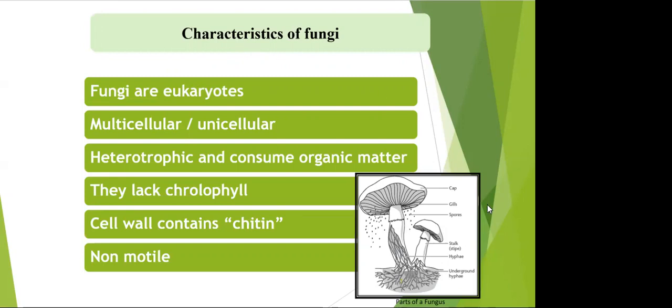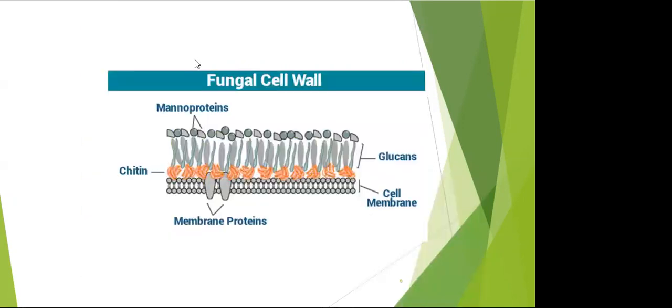Eukaryotes are organisms whose cells contain a nucleus and other membrane-bound organelles. So, fungi also have a nucleus as well as the other membrane-bound organelles. The structure of the fungal cell wall is very important. Fungal cell walls are rigid and contain a complex polysaccharide called chitin, and they also contain glucan. The chitin adds structural strength to the fungal cell walls.